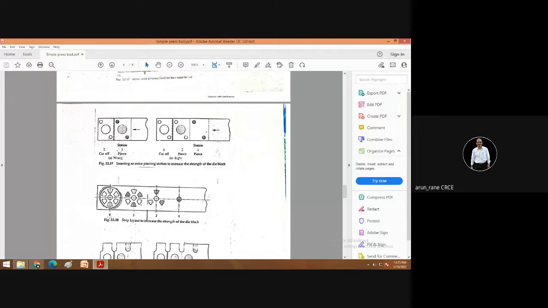So in that case, how do we do it? This has to be done in 4 stations. You cannot do it in 1 station. This die practically will not work. So what do we do? In the first station we just pierce the center hole. Okay, so now what will come in the first station? Only 1 punch and the corresponding cavity.